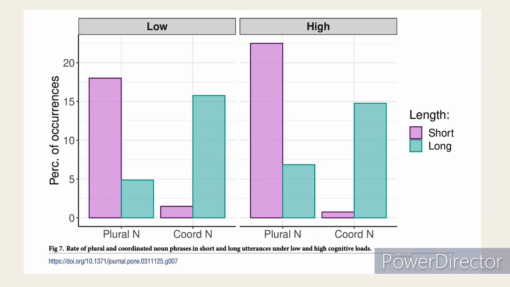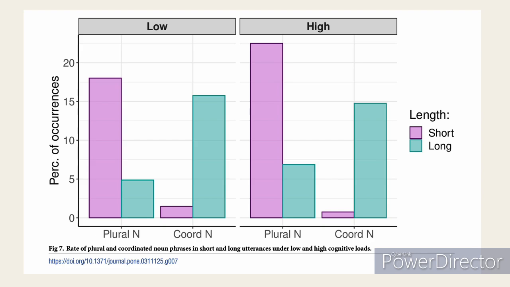Now, before the end of today's briefing, let's take a look at Figure 7 in the article. Perhaps you can understand the author's experimental process and analysis methods. This figure shows the differences in the proportion of participants using plural nouns such as Santas and coordinated noun phrases such as Santa Claus and the elves across cognitive load conditions.